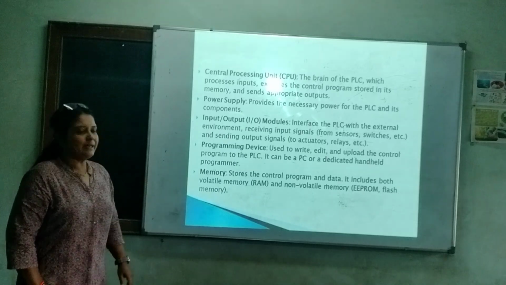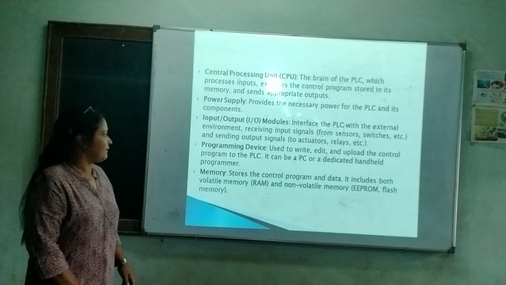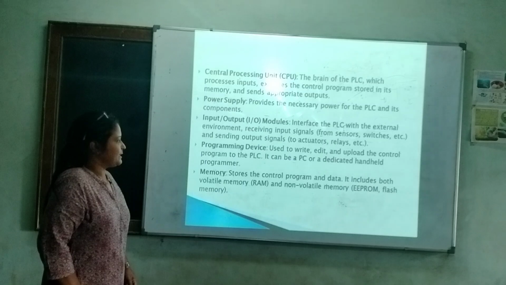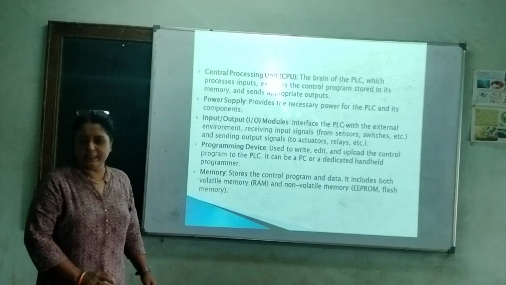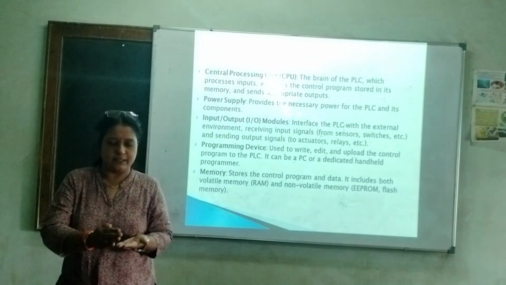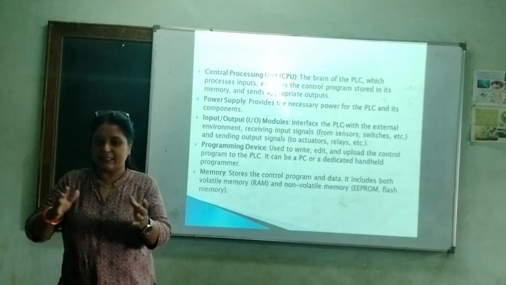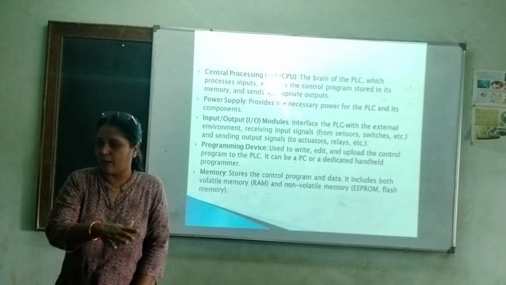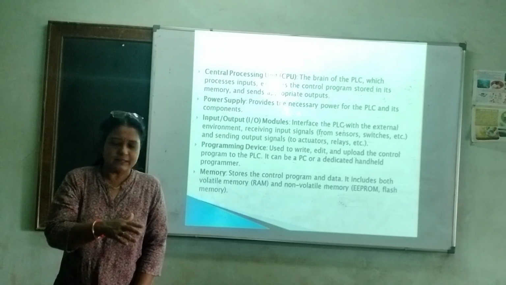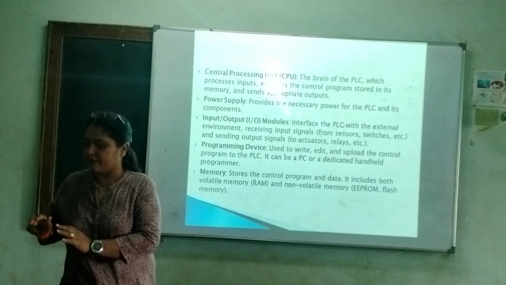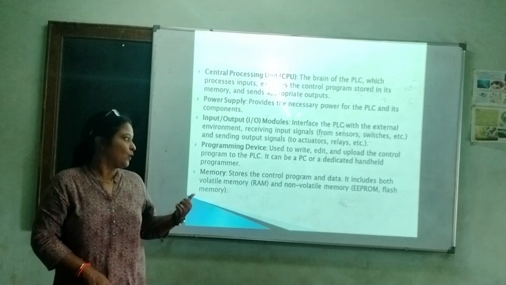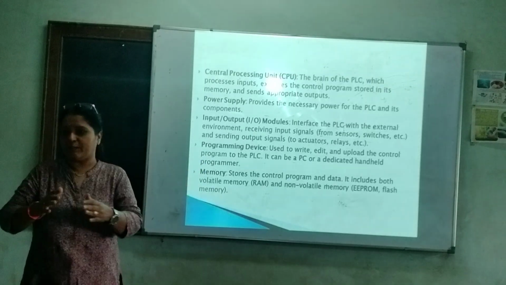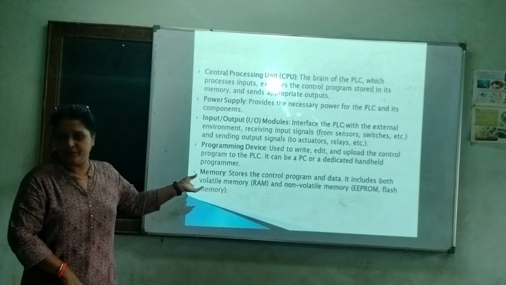Next are the programming devices. These are used to write, edit and upload the control program to the PLC. It can be a PC or a dedicated handheld programmer. We have a PLC kit with a module, and to write its program we will take the support of the computer. On the computer we write the program, and after entering it we upload it to our PLC kit. Therefore, programming devices are either a computer or a dedicated handheld programmer, or some other device.